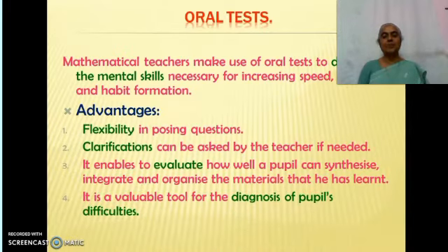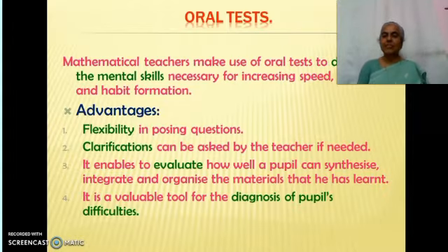It helps the students to increase their mental skills, especially their speed, accuracy, and habit formation. For example, in mathematics, the teacher can ask the students about the table, about the formulae, about how to solve a problem or a theorem, all these things. It helps the students to increase their speed and accuracy.